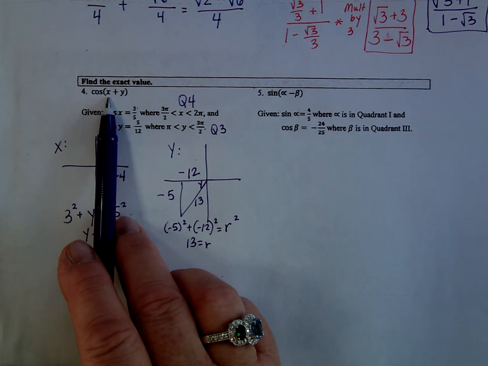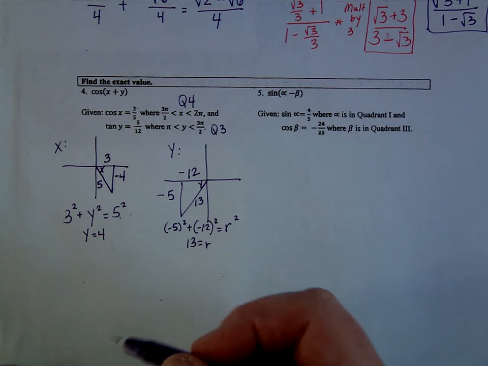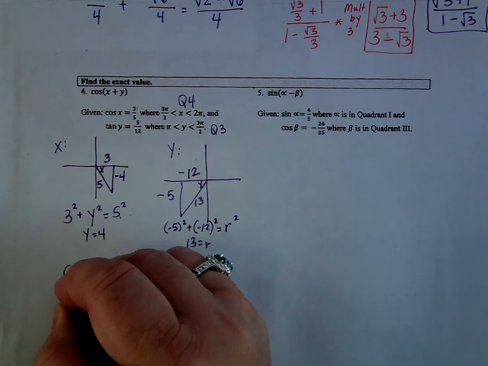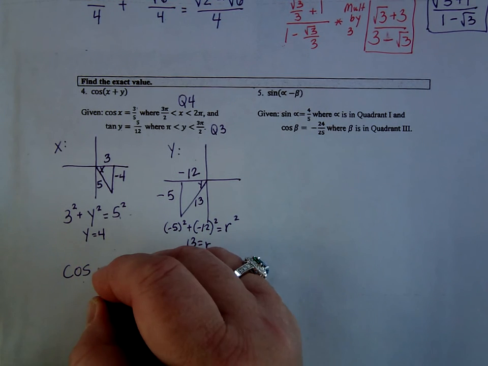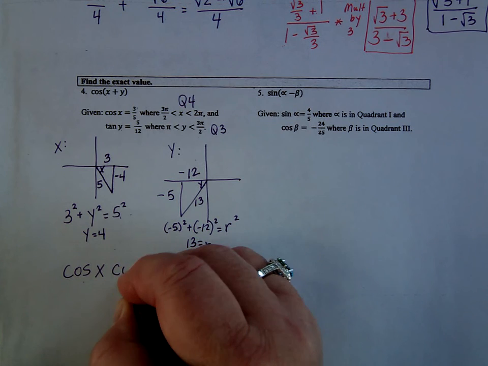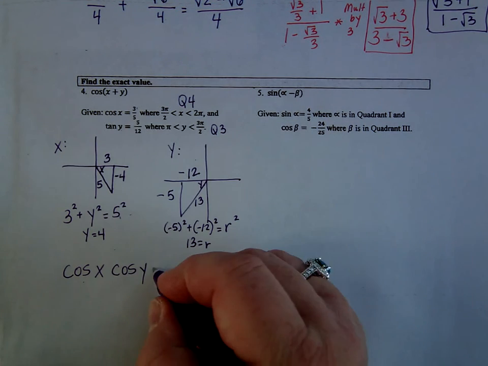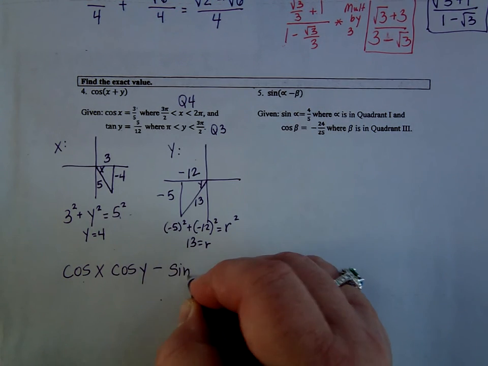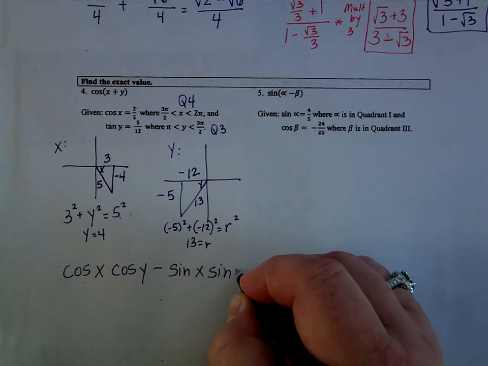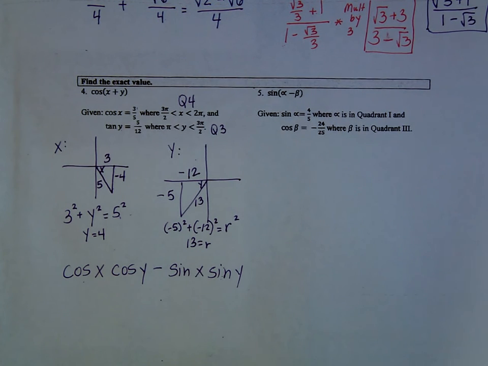The problem said, all right, what's the cosine of x plus y? So if I take this, I got to expand that using our identity. Cosine rule says it's cosine of the first, cosine of the second, opposite middle sign, minus, sine, sine. And then I need to go to the triangles I've created. I've created the x triangle, the y triangle, and all I'm going to do is figure out these values.